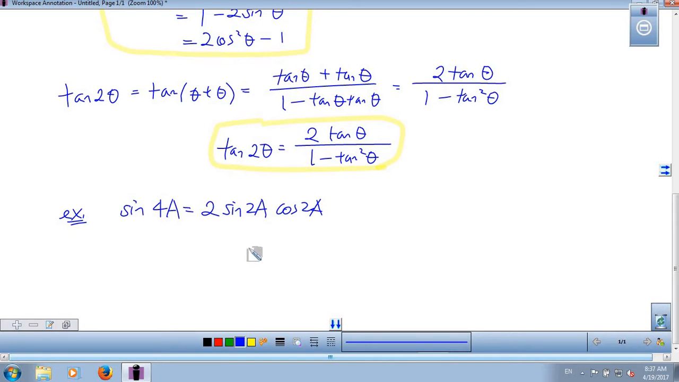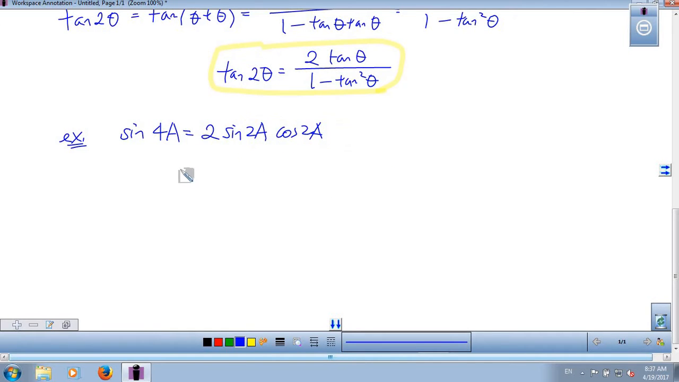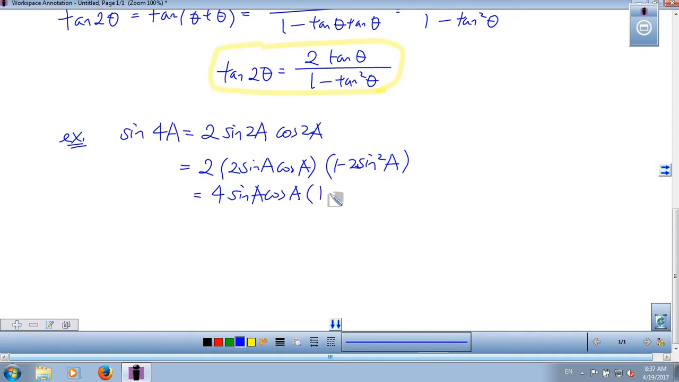And we can further simplify this, because we know sine of 2a is 2 sine a cosine a, and we know cosine of 2a can be, let's say, 1 minus 2 sine squared a. Alright, so we can actually express everything in terms of sine a. So this would be 4 sine a cosine a times 1 minus 2 sine squared a.